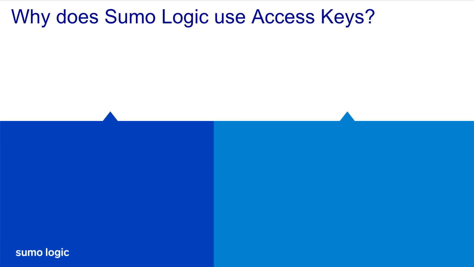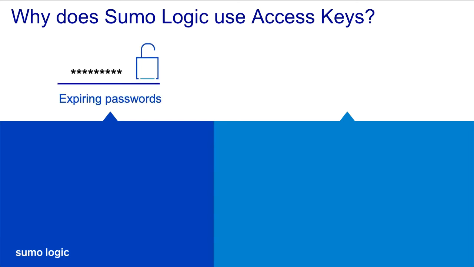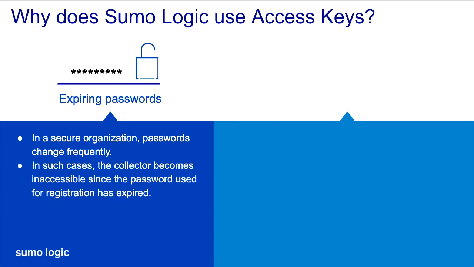Consider a scenario where the user has installed a collector with a username and password and later decided to change the password. In a secure organization, passwords change frequently. In such cases, the collector becomes inaccessible since the password used for registration has expired.